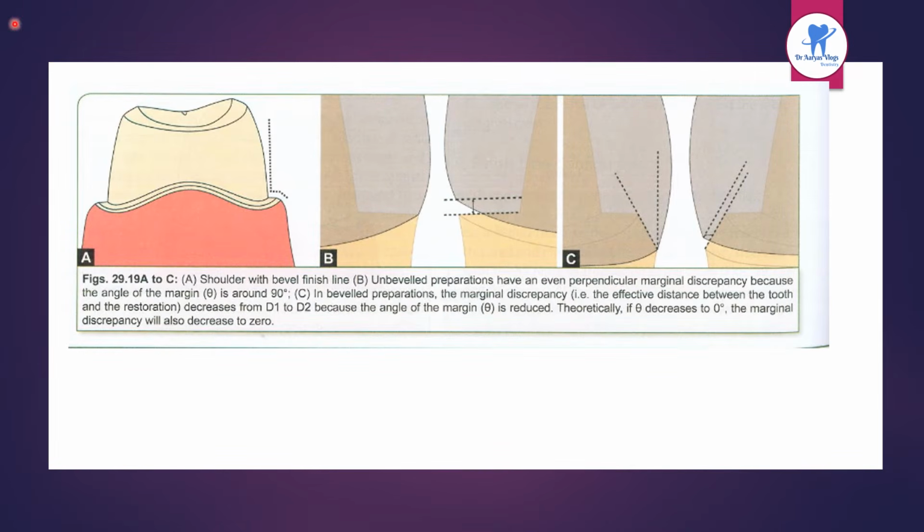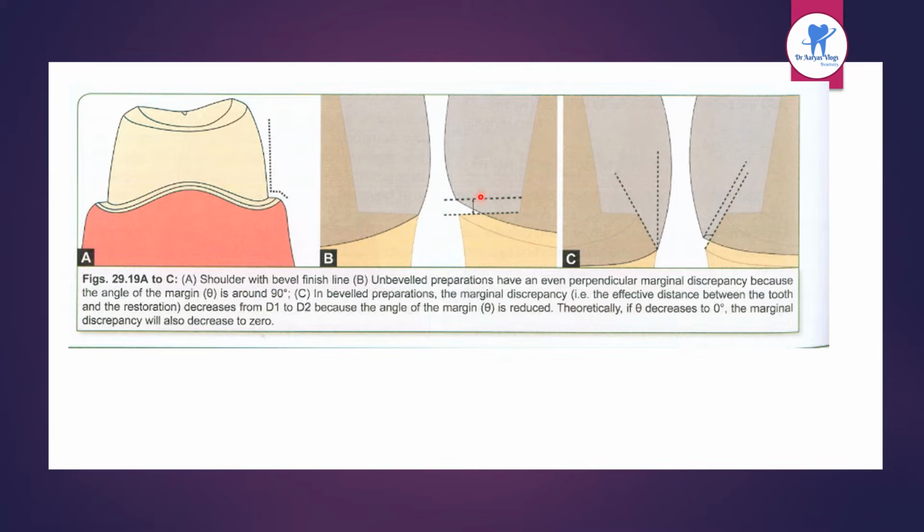This is the shoulder with a bevel finish line. Here it is the shoulder with a bevel. These are the unbeveled preparations. This is the beveled preparation. It is actually similar to a shoulder finish line, but an external bevel is created at the gingival margin of the finish line. It is used as a gingival finish line on the proximal box of inlays and onlays. In occlusal shoulder preparation, a contra bevel is used to prevent the need for over contouring the restoration.